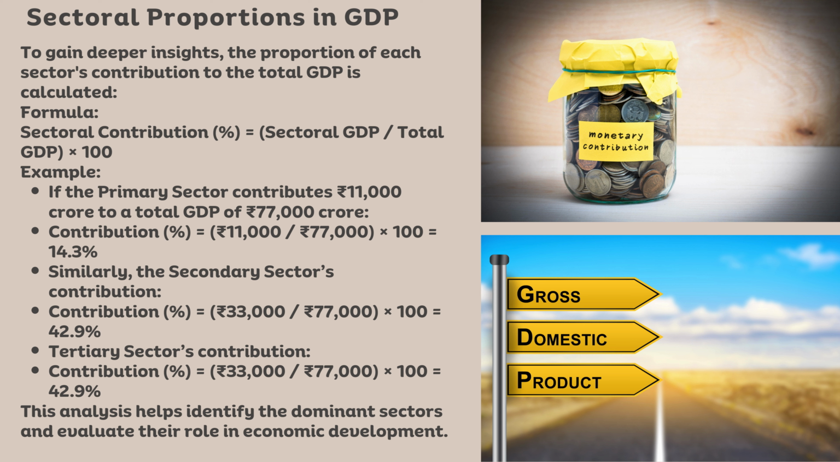Similarly, the secondary sector's contribution percent = 33,000 ÷ 77,000 × 100 = 42.9%. Tertiary sector's contribution percent = 33,000 ÷ 77,000 × 100 = 42.9%. This analysis helps identify the dominant sectors and evaluate their role in economic development.